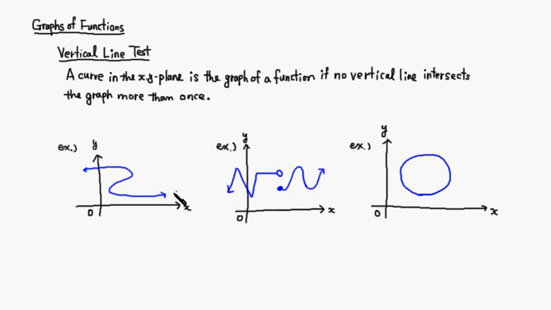All right, so you can see that this one fails the test miserably. If you draw a vertical line here, for example, there are going to be 1, 2, 3 intersection points. So since it fails the vertical line test, this is not a function.